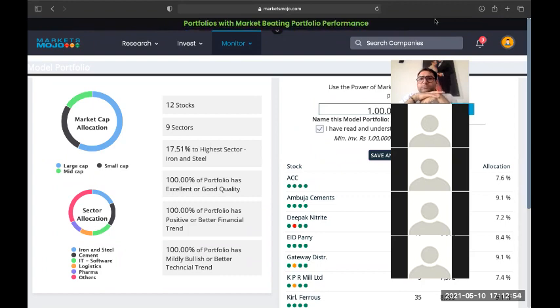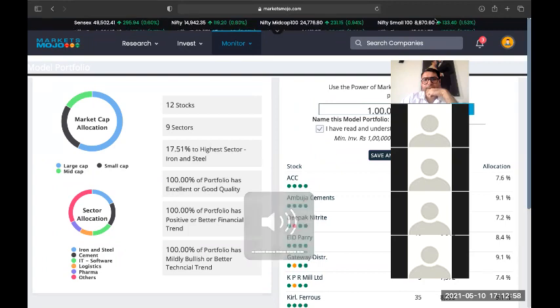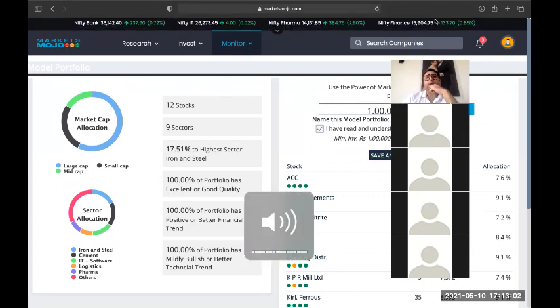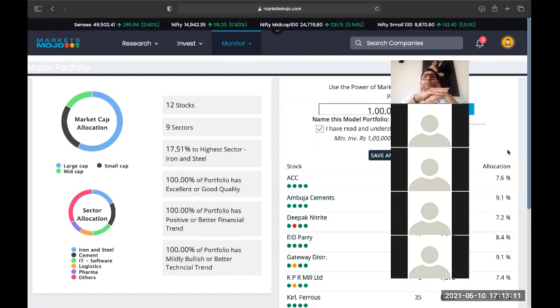My question was like, let's say we selected ACC, right? So ACC is not doing good. So how do we remove that and add something new? Should we keep monitoring it daily? Okay, I'll explain it to you. Once you create a model portfolio with them, Market Mojo is monitoring that stock for you. You don't have to do anything.